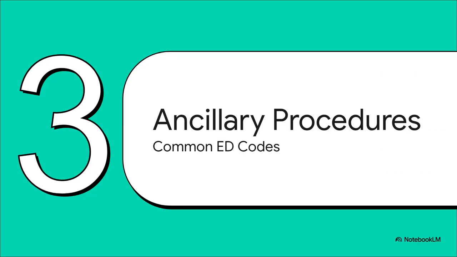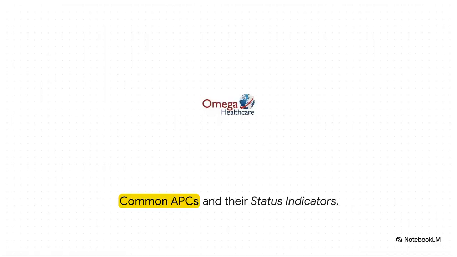Section 3. Common ED Ancillary Procedures. Now that we have the mechanics of S and T down, let's map out the actual CPT codes you're going to see day in and day out on the job. As you can see here, every ancillary code has a specific status indicator and an APC group that decides its payment weight. Let's run through the most common categories you really need to memorize.